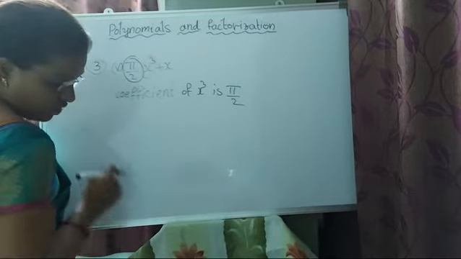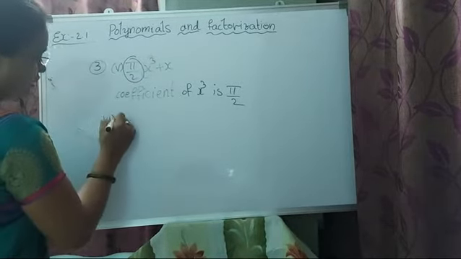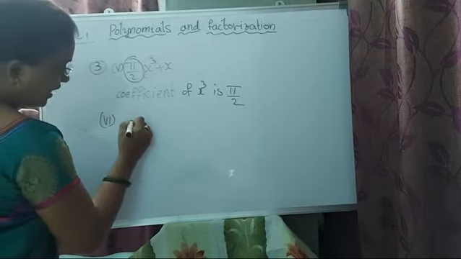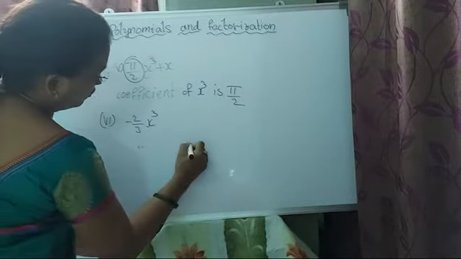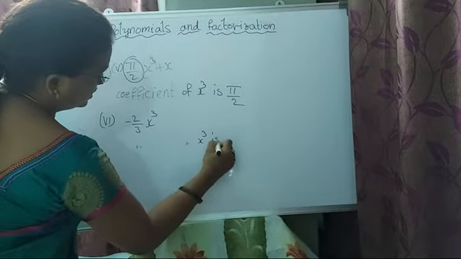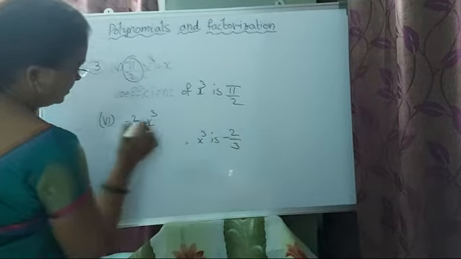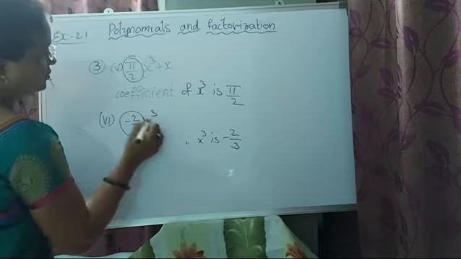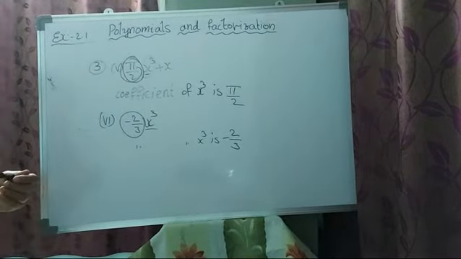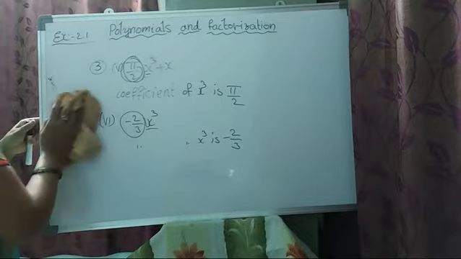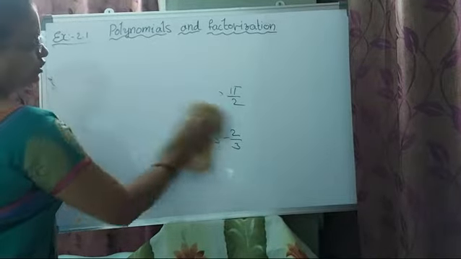Next, one more, the sixth one, minus 2 by 3 x cube. The coefficient of x cube is minus 2 by 3. This is the coefficient of this one and this is the coefficient of this one. That's what we have to rectify, those two things. Next we'll see the fourth Roman.